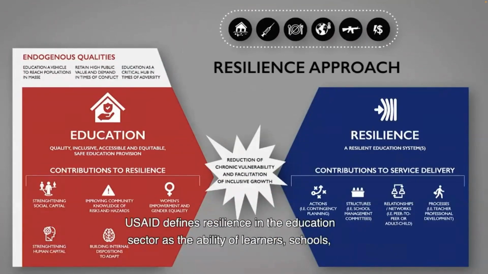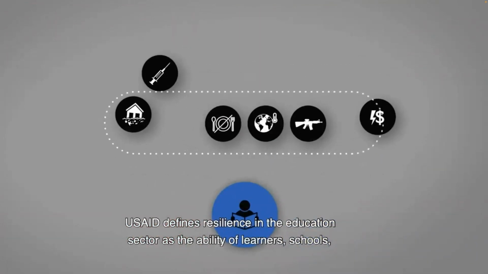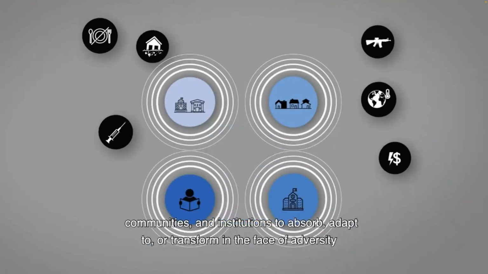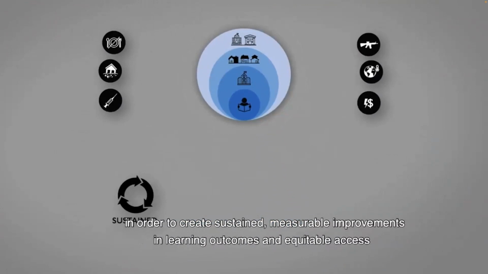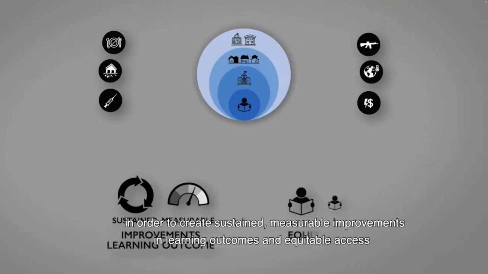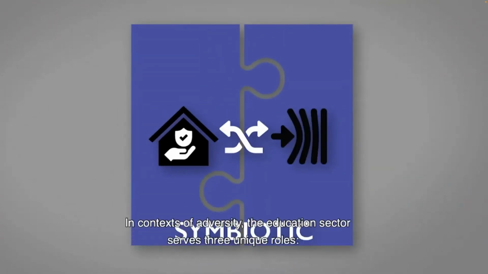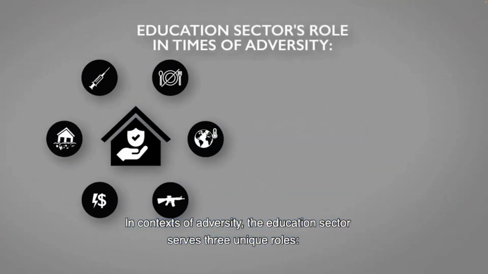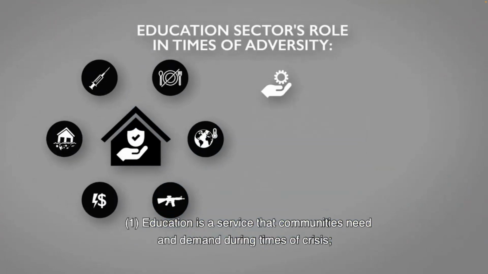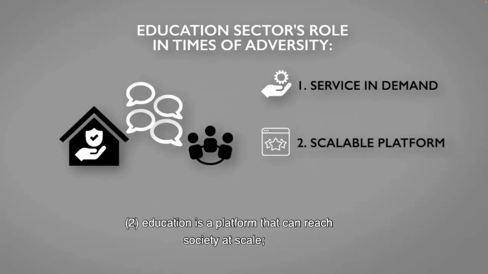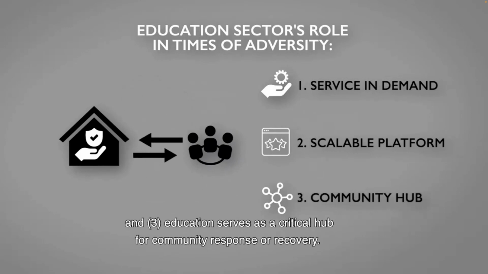USAID defines resilience in the education sector as the ability of learners, schools, communities, and institutions to absorb, adapt to, or transform in the face of adversity in order to create sustained, measurable improvements in learning outcomes and equitable access for all learners. Education and resilience have a symbiotic relationship. In contexts of adversity, the education sector serves three unique roles. 1. Education is a service that communities need and demand during times of crisis. 2. Education is a platform that can reach society at scale. And 3. Education serves as a critical hub for community response or recovery.